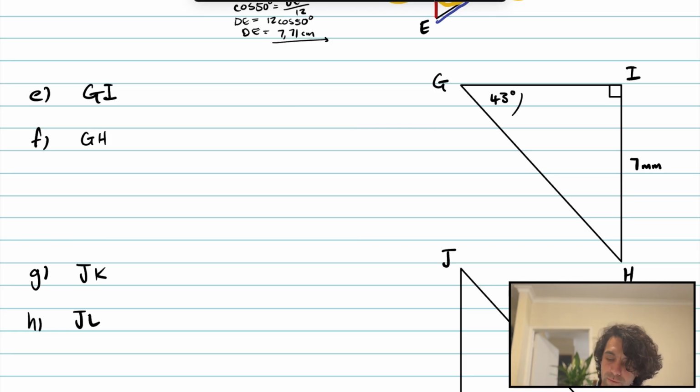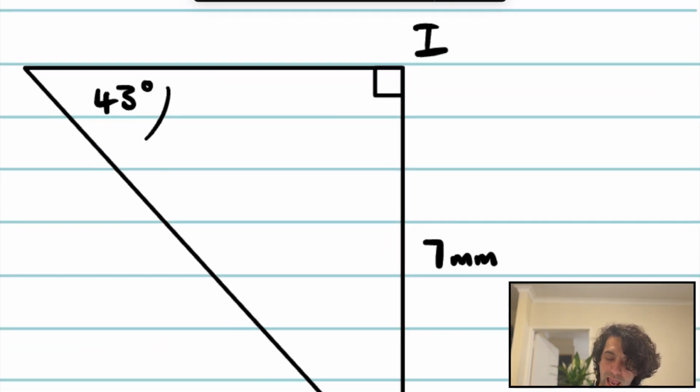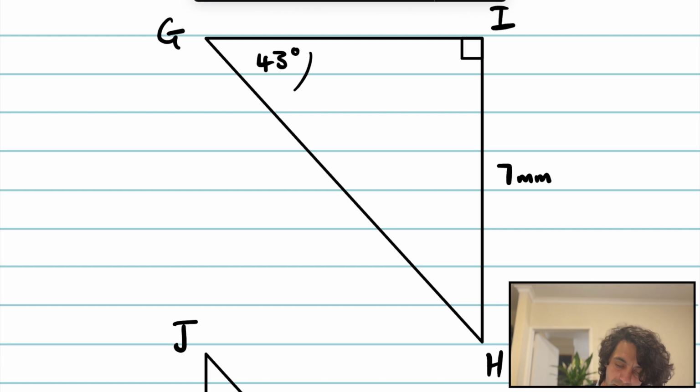Now we are looking for GI. I'm going to start by analyzing my triangle. What angle have they given me here? 43 degrees. Okay, that would make this side my opposite. I know that my longest side is always my hypotenuse, and the side that is always touching this angle over here is my adjacent side.